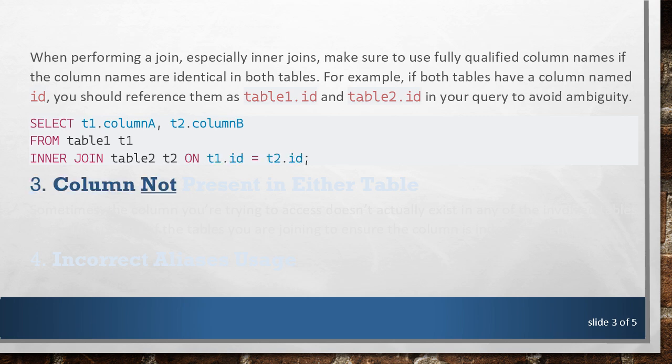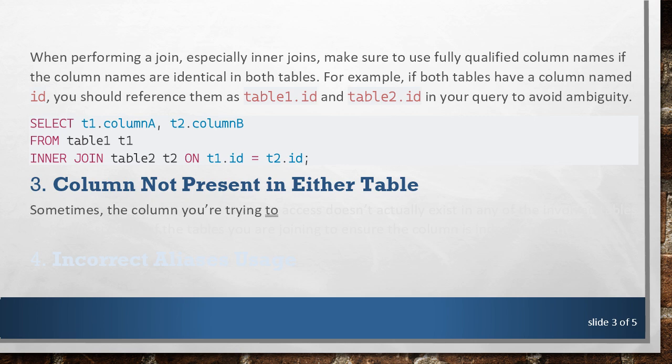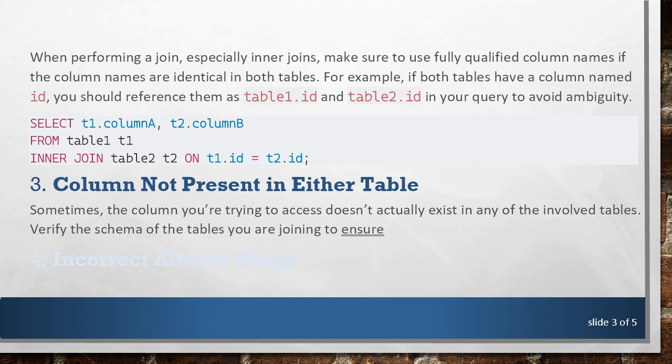3. Column not present in either table. Sometimes, the column you're trying to access doesn't actually exist in any of the involved tables. Verify the schema of the tables you are joining to ensure the column is indeed present.